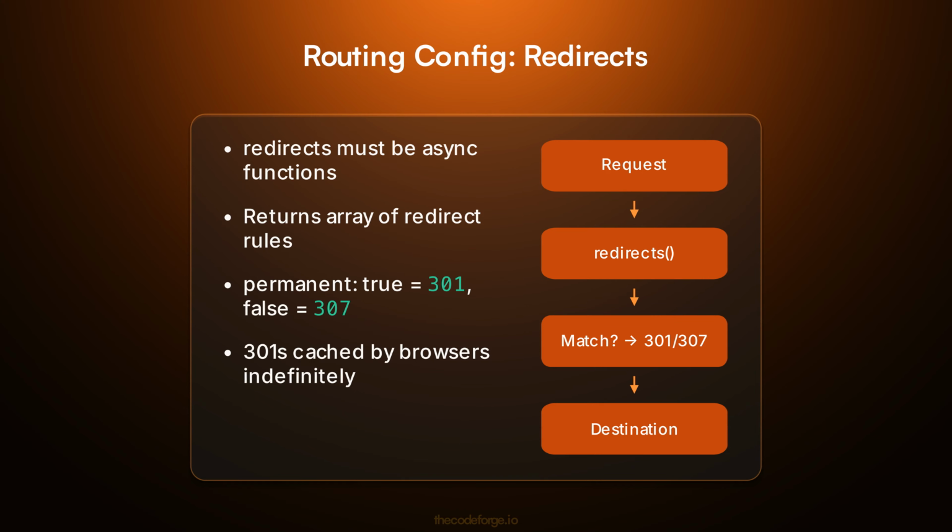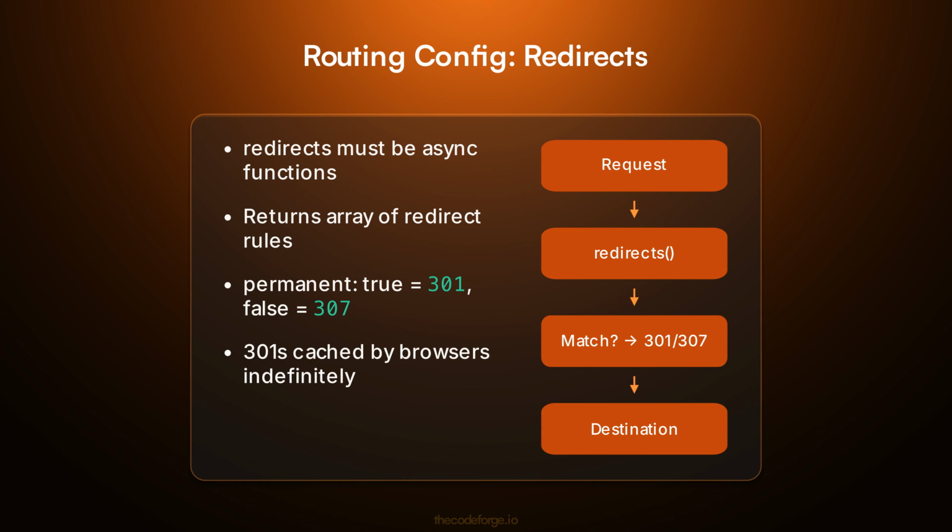transpilePackages is a simpler alternative to custom Webpack config for transpiling external packages that aren't ESM compatible. The Webpack config function is considered an internal API. It changes between major versions without warning, so minimize custom Webpack config.